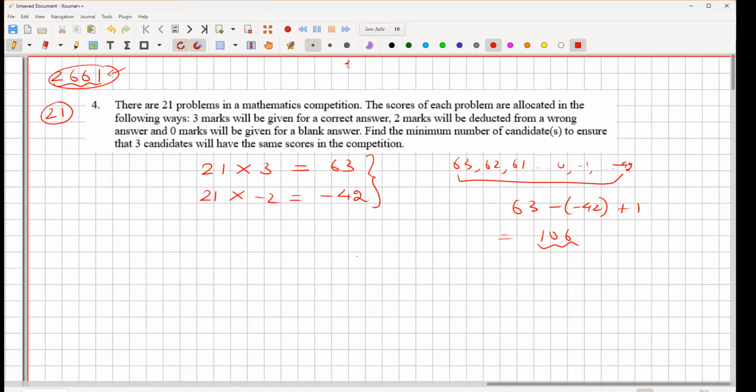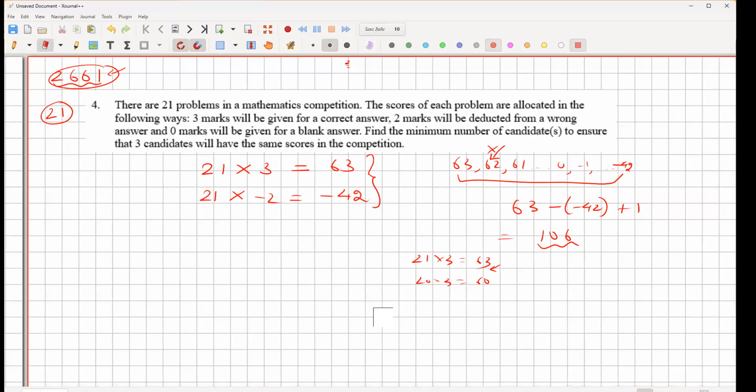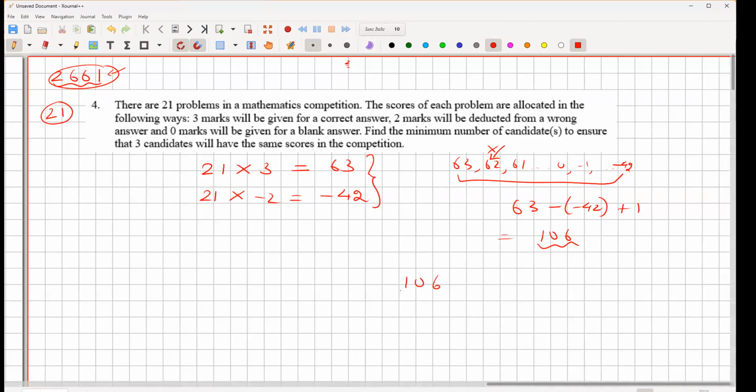I'm not saying all are possible. For example, we'll immediately conclude that 62 is not possible. Because if you get 21 right, you get 63. If you get 20 right, you get only 60, right? And there's no possibility of 62 or 61. But for the sake of argument, let's pretend that every single integer is possible. Then we have only 106 distinct values, which means if there are 106 people sitting in the exam hall, right?